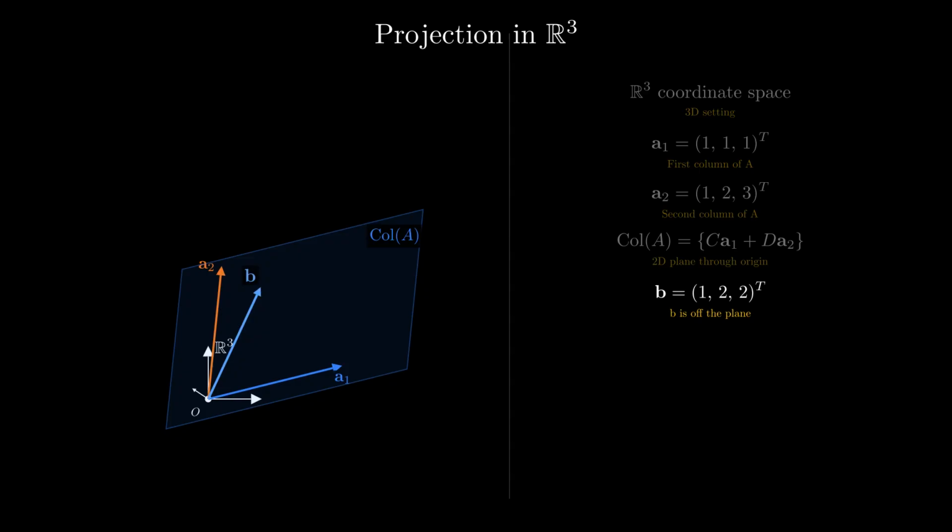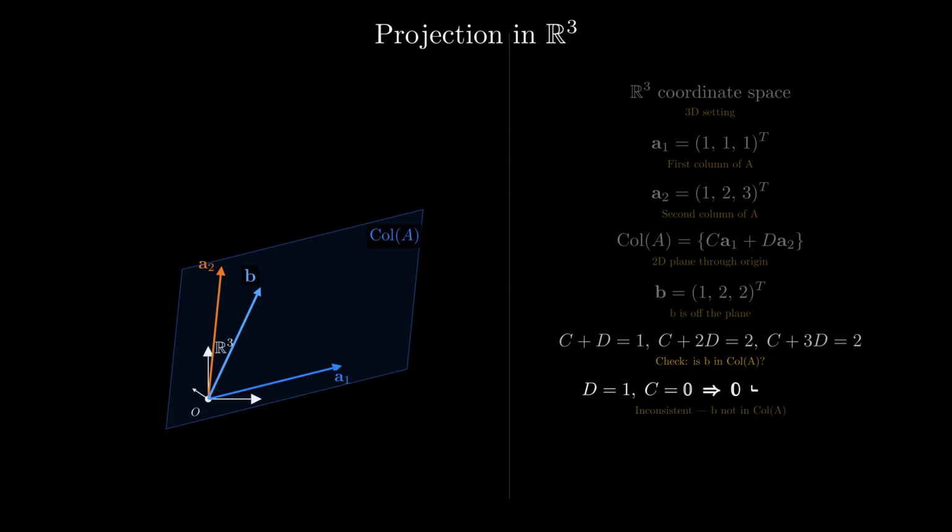Now plot b equals 1, 2, 2 as a point in R3. It sits off this plane, and that is exactly why no exact solution exists. We need to check, can we write b as c times 1, 1, 1 plus d times 1, 2, 3? Setting up the equations, we get c plus d equals 1, c plus 2d equals 2, and c plus 3d equals 2. From the first 2 equations, d equals 1 and c equals 0. But then the third equation gives 0 plus 3, which is 3, not 2. So b is definitely not in the column space.